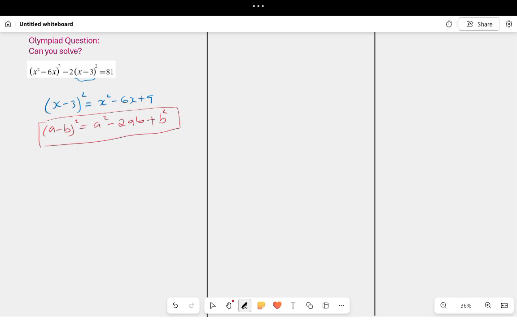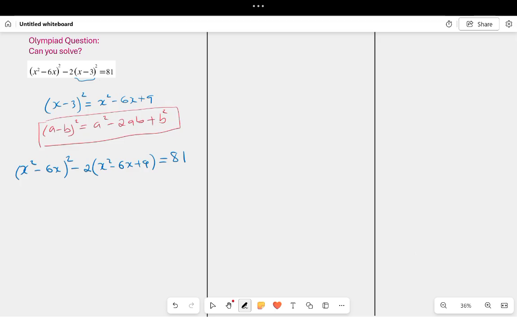We are going to rewrite the equation, replacing the second part with its expanded form. So it's going to be (x squared minus 6x) squared minus 2 times (x squared minus 6x plus 9), because instead of (x minus 3) squared, we are going to write x squared minus 6x plus 9. Okay, and all this is equal to 81.